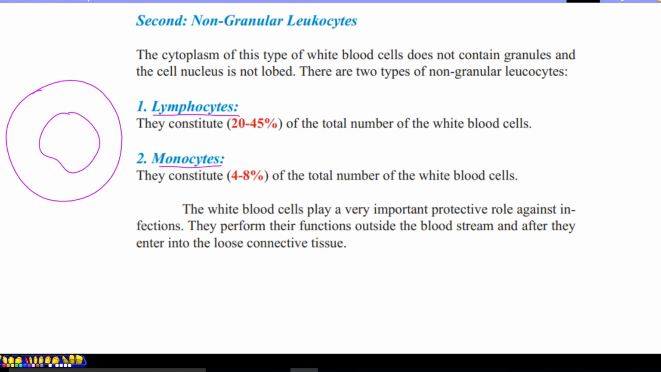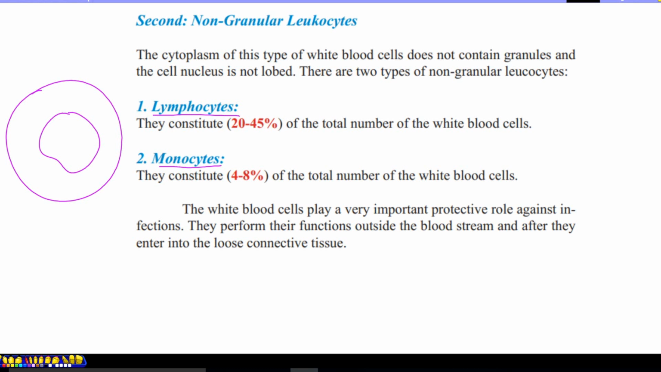So if you compare granular and non-granular leukocytes, the first difference: granular leukocytes have granules in their cytoplasm, while non-granular leukocytes have no granules. For the second difference, granular leukocytes have lobed nuclei, while in non-granular leukocytes the nucleus is not lobed. For granular leukocytes, there are three types: neutrophil, acidophil, and basophil, while in non-granular leukocytes, only two: lymphocytes and monocytes.